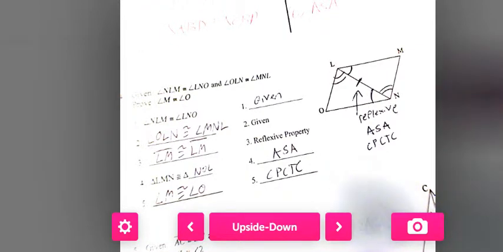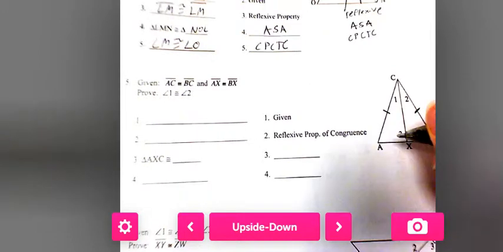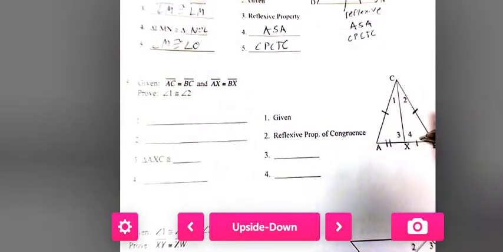Number 5. Should we mark the picture together and then you guys try it on your own? Want to do that? Okay. Moving it up. All right. AC is congruent to BC. Make sure you pick those up. Okay. AC is congruent to BC. AX is congruent to BX. Okay?